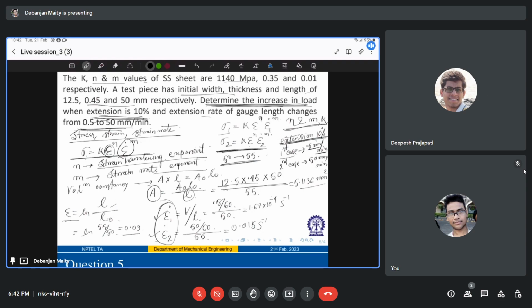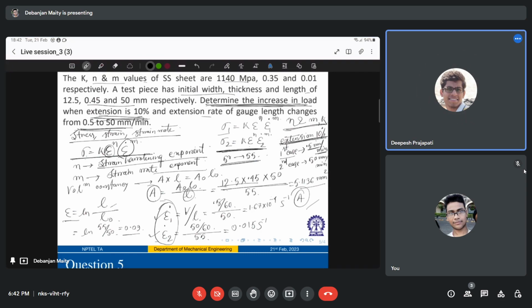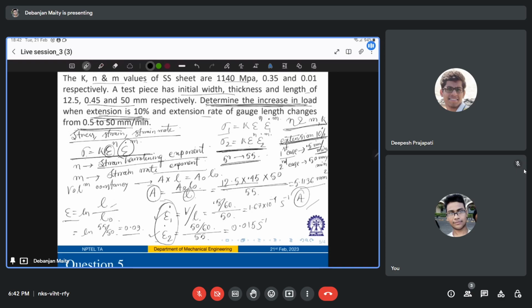So once you get the sigma 1 and sigma 2 value, you will get the force value also by multiplying it with area. And then you can get the increase in load. Right? Any confusion? So area will be the final area. Exactly. Area will be the final area. Okay, let me write it. Area will be the final area.